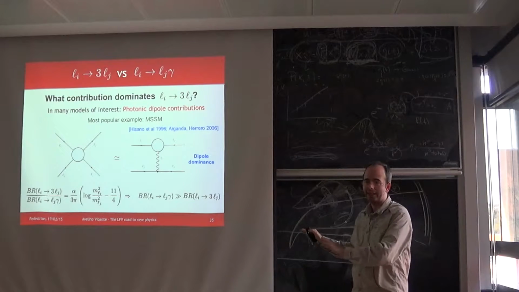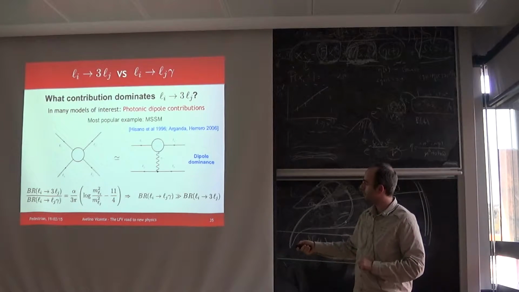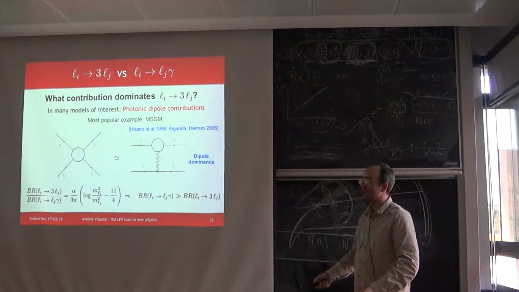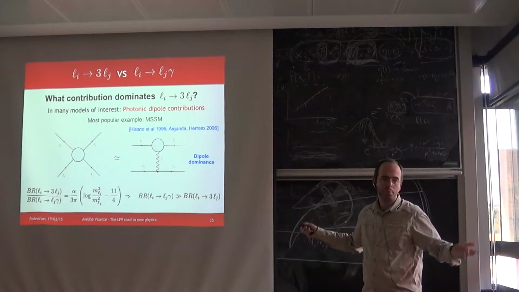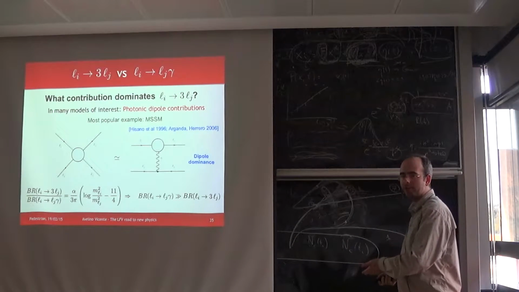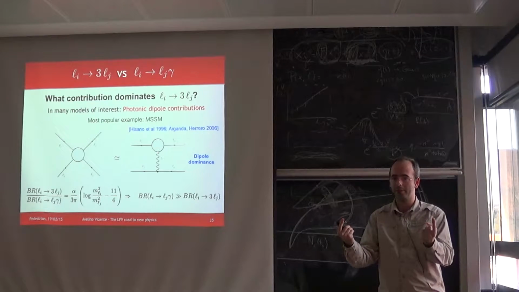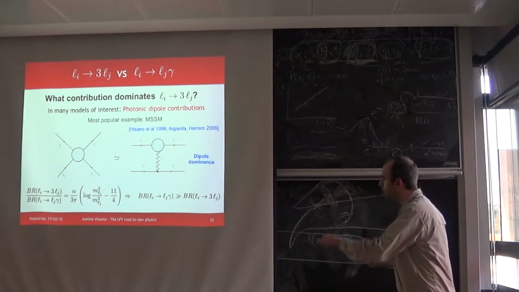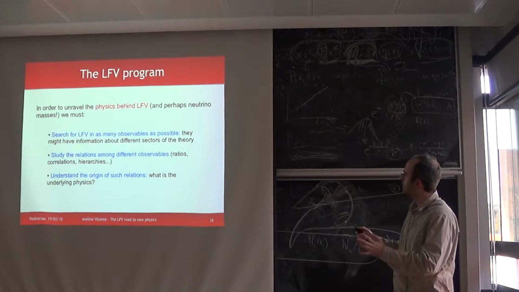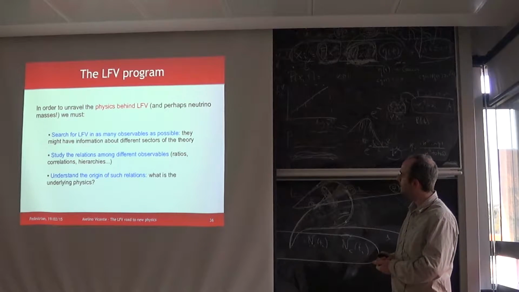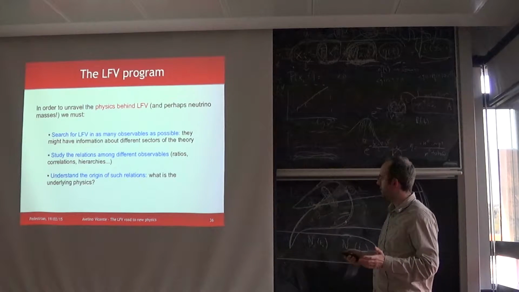So if you, for example, measure these two branching ratios, and the ratio turns out to be, let's say, order 1, you exclude this model, but there are other models where this ratio could be different. So this is the way we have to play this game. We have to measure different quantities, understand the relation among them, and then extract information about the basic physics. And this is what I basically synthesize in these points. So this is what I call the lepton flavor violation program.